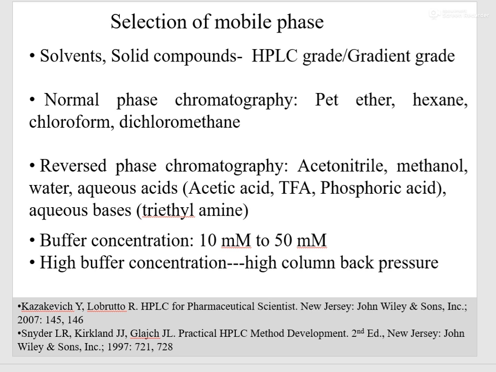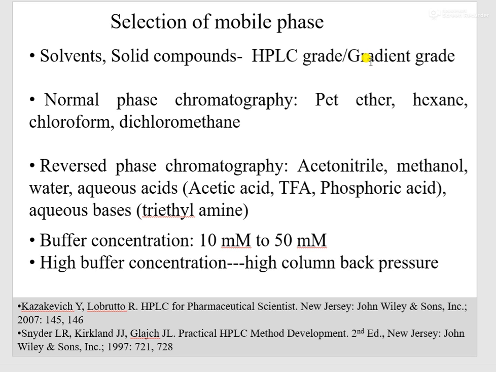Now selection of mobile phase. You have to select the mobile phase depending upon the solubility of your sample and the type of chromatography you are using. The mobile phase can be a neat liquid, or a combination of solvents, or you can also use some solid, but you have to dissolve it. For example, buffers are solid, they can be used as a mobile phase component, but you have to dissolve them in some suitable vehicle. For example, buffer salts are soluble in water, so water is used to dissolve the solid compounds. The solvents and solid compounds which are used should be of HPLC grade or gradient grade.